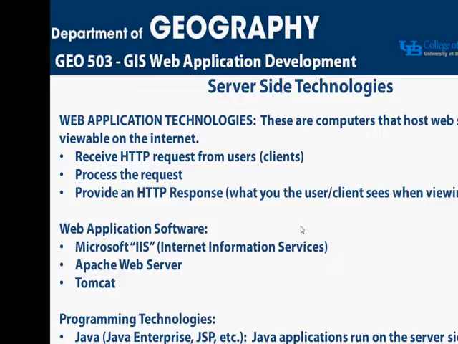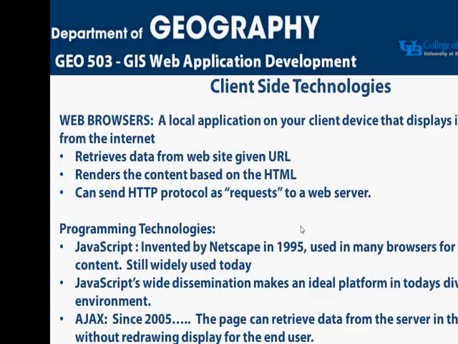Web application technologies. Oh, I didn't advance. Now the other side of the game is client side. So on the client side, some things that we have on our client that help us is the web browser. And everyone knows a web browser. It's a local application. I mean, when you install Chrome on your machine, Chrome is local, installed on this machine. Chrome retrieves data from a website given the URL and then renders the content.